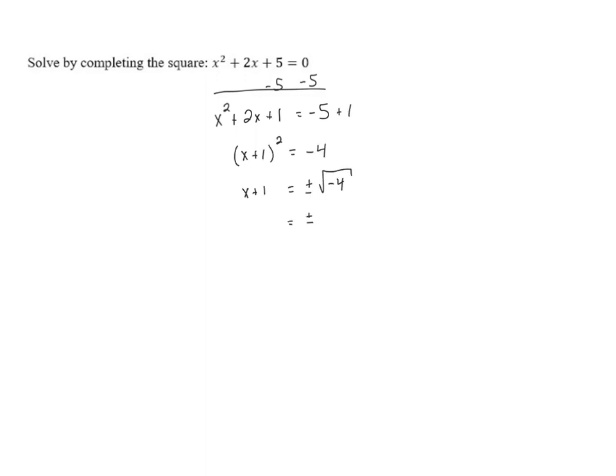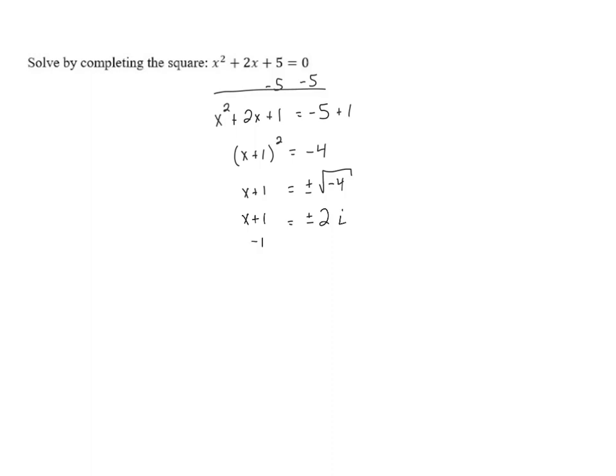Whenever we have the square root of a negative, we know that that negative is going to become an i. And then the square root of 4 is 2. So the square root of negative 4 is going to be 2i, of course, with the plus or minus symbol in front. So we have x plus 1 equals plus or minus 2i.